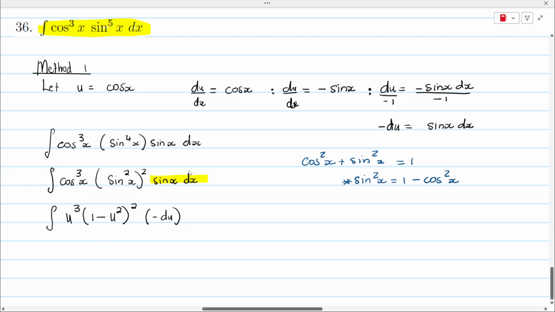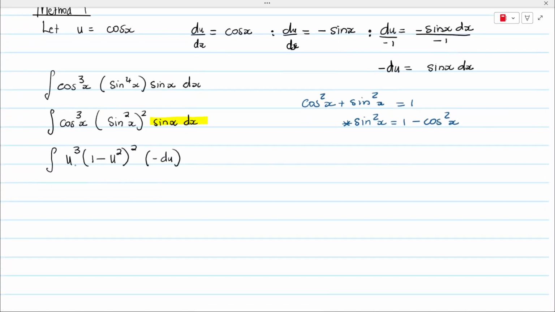So from here, I can further simplify this, not simplify, but expand this to be u exponent 3, and then in the brackets, I know that I can expand this to be 1 minus u squared, close bracket, 1 minus u squared. Then I put back my negative du. The reason why I do it like this is so that I don't miss any step. In case I make any mistake, I'm able to see where the mistake was.